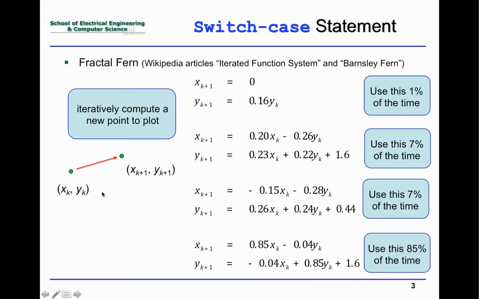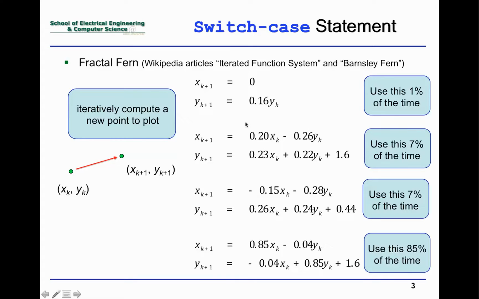So the algorithm is an iterative computation where you start with a certain data point and then you compute the next coordinate based on an algorithm, and the algorithm is dependent on a probability. So 1% of the time, this is the algorithm that will be executed. The next x is simply equal to 0. The next y is simply equal to 0.16 times the previous y.